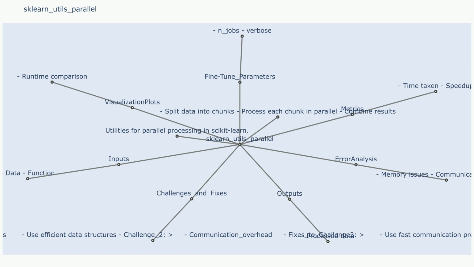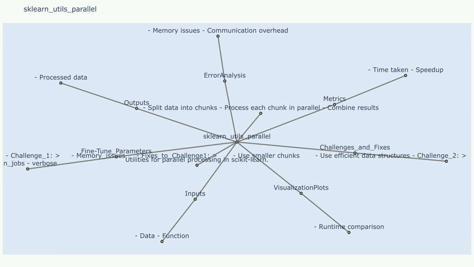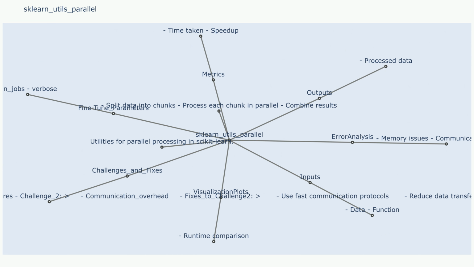Challenge 2: memory limitations. Running a large number of parallel tasks can exceed available memory. Sample use case: parallelizing a process that requires substantial memory for each parallel job, leading to memory exhaustion. Fixes: reduce the number of parallel jobs, n_jobs. Use memory-efficient algorithms or data structures, or utilize a machine with more memory.